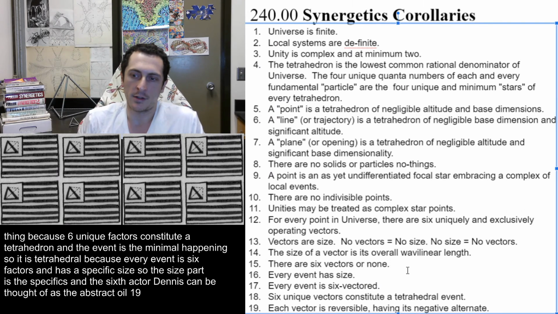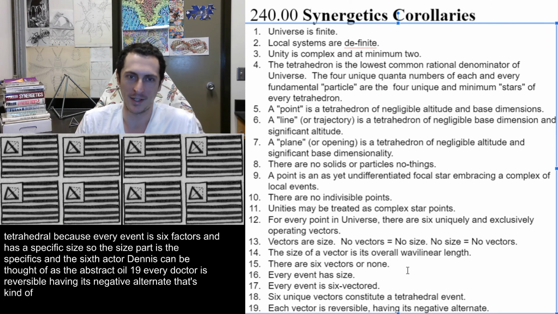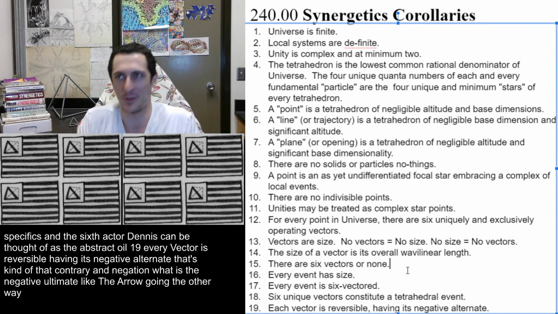19. Every vector is reversible, having its negative alternate. That's kind of that contrary and negation. What is the negative alternate? It's like the arrow going the other way.